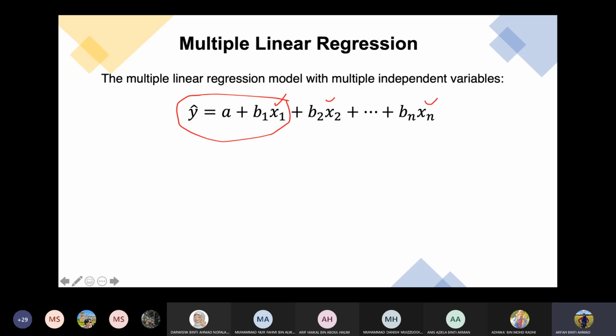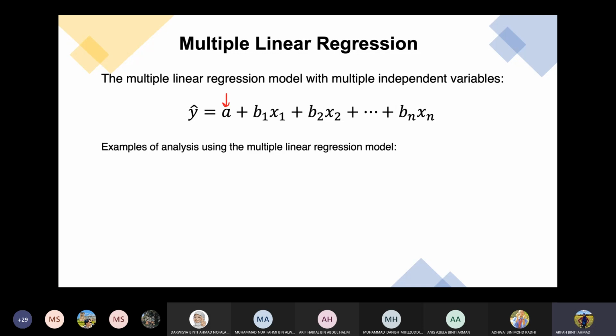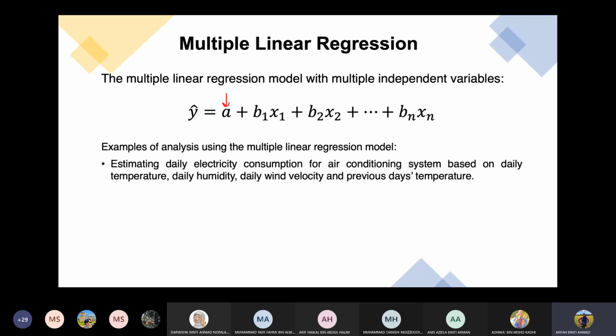So, dia punya equation will be you are going to have the value of A, that is the intercept. A will be the intercept, okay. And B1 will be coefficient for x1, B2 akan jadi coefficient of x2 and B3 and so on up until Bn, xn. Okay. So example of the analysis using multiple linear regression.